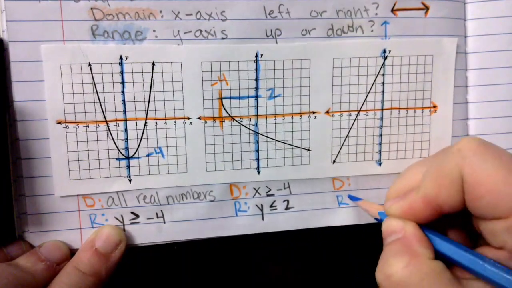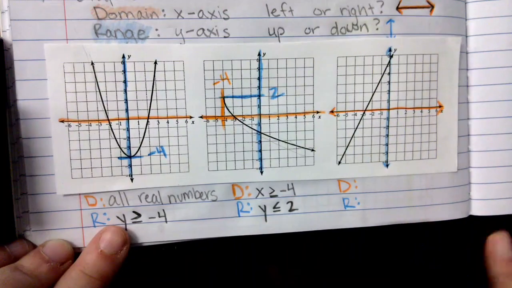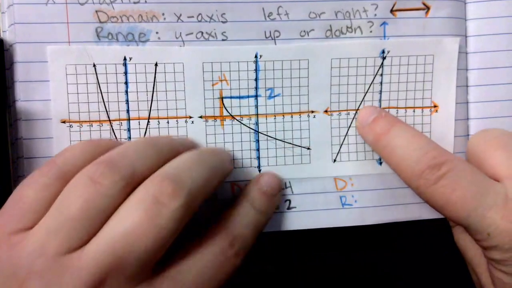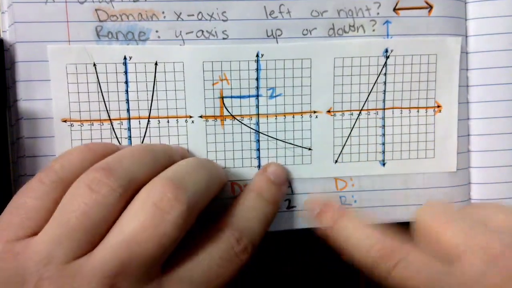All right, and then our range is going to go all the way up, up, up, and all the way down, down, down. Does this line keep going up, up, up? Yes. Does it keep going down, down, down? Yes. So what is our range? All real numbers. All real numbers.